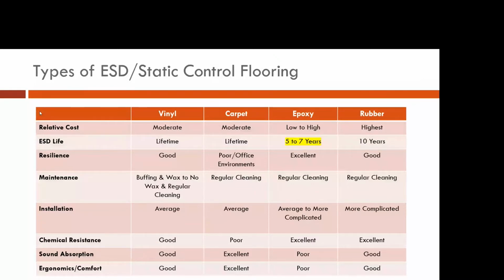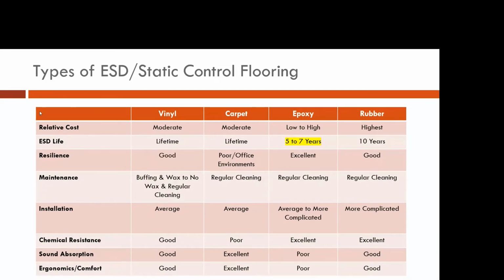So if you look at things like vinyl, carpet and epoxy here, they share some things, and yet they're very different in other aspects. So if we take a look at vinyl, the relative cost is moderate. Same for carpet. Epoxy can be low, running all the way up to high. Rubbers tend to be very high, the highest. ESD properties.